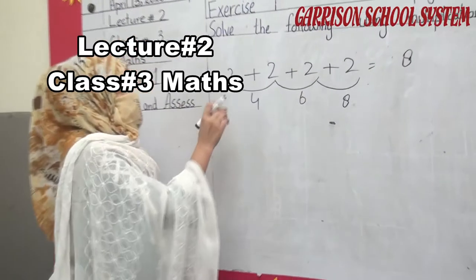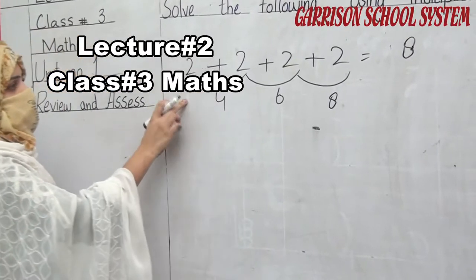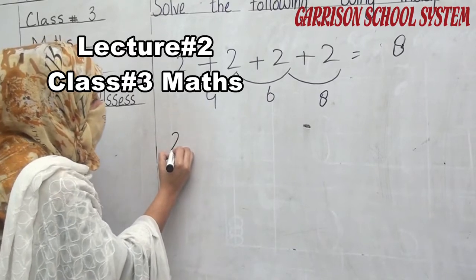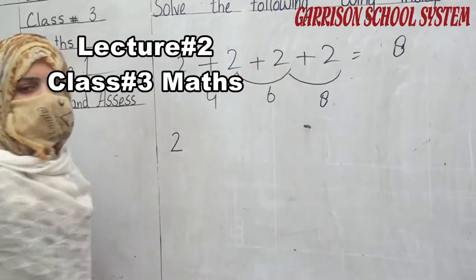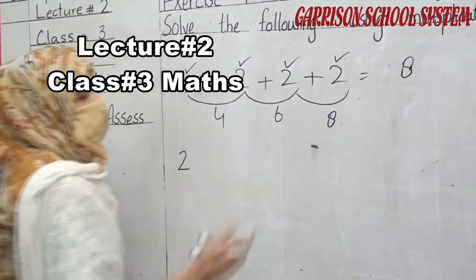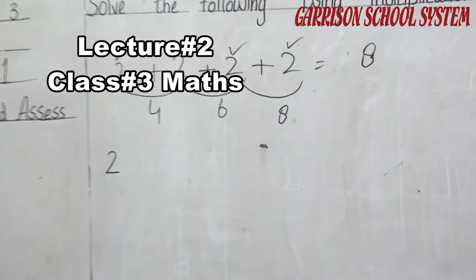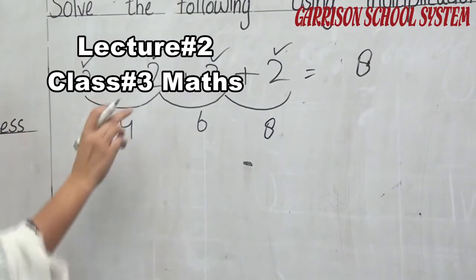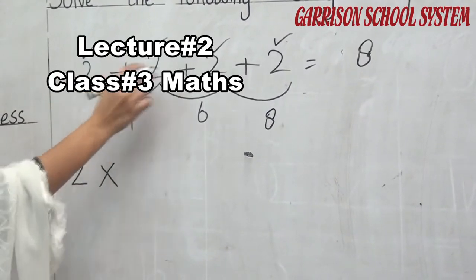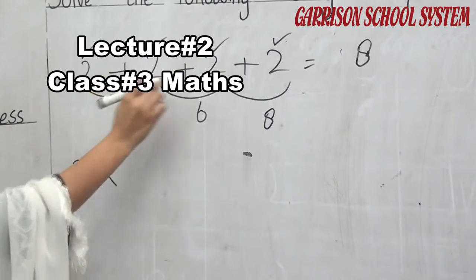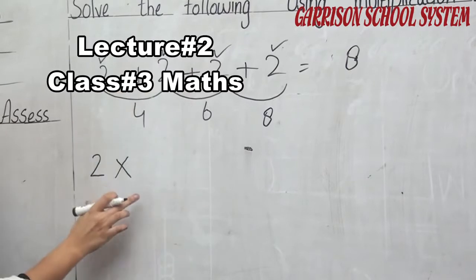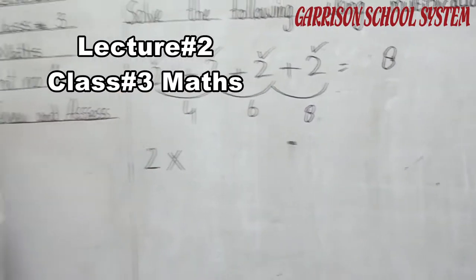So first of all, we look at the number. Which number are we adding? We are adding the number 2. And how many times are we adding the number 2? 1, 2, 3, 4. 4 times we are adding the number 2. So we have to write the sign of multiply here instead of the sign of addition, because we are converting this method into the short method, which is the multiplication method.